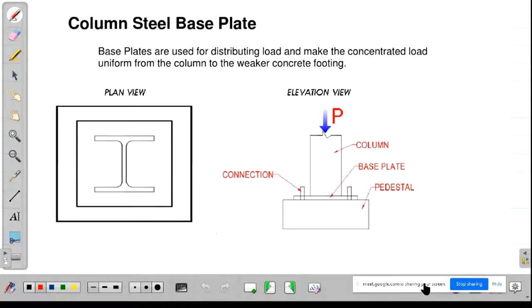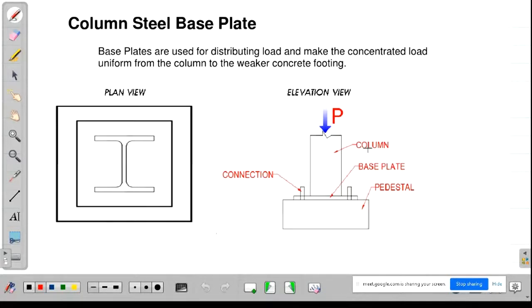Sa design and analysis ng column steel base plate, we have to come up with the dimension or the design by solving the required width, the required length, and the corresponding thickness of our steel base plate. So we have here an assembly of our column base plate. We have here the plan view, and we also have here the elevation view.